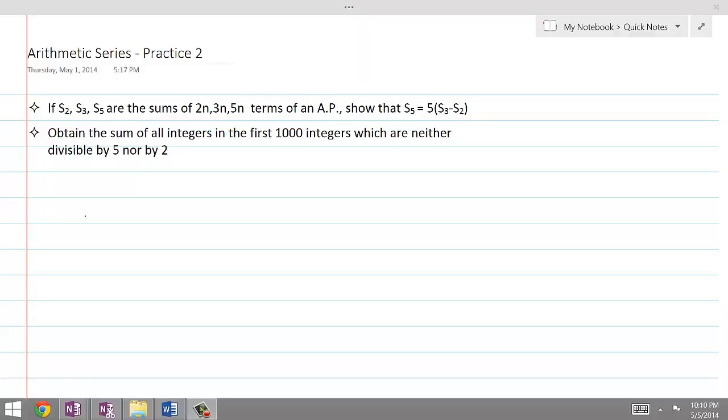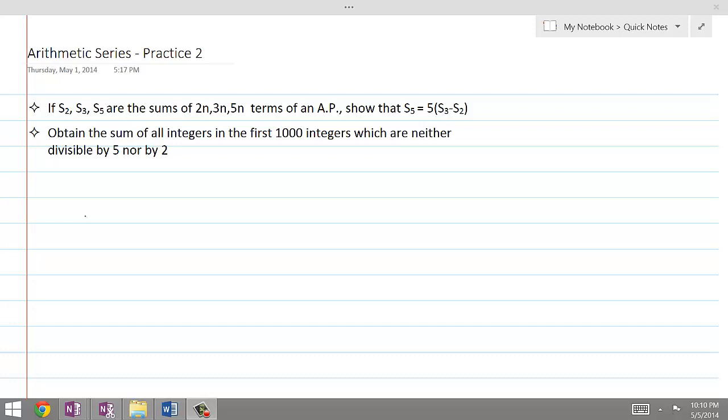In this practice session, we will do a couple more questions for arithmetic series. First question: if S2, S3 and S5 are the sums of 2n, 3n and 5n terms of an arithmetic progression, show that S5 is equal to 5 times S3 minus S2.